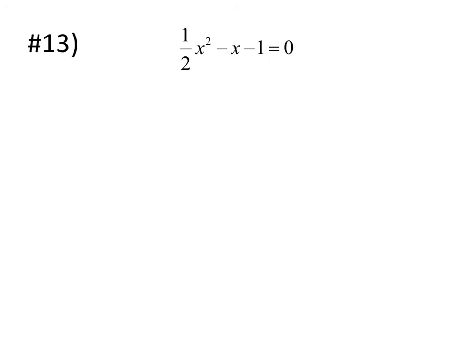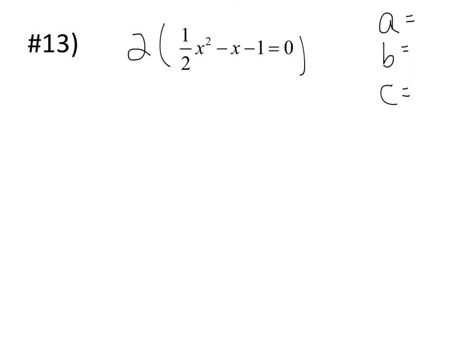Okay, 13 says 1/2 x squared minus x minus 1 equals 0. Okay, number 13 has a fraction involved. So we could very easily say, oh, A, B, C, A is 1/2, B is -1, C is -1. But that's going to suck when you go to plug it back in. Honestly, that 1/2, you're not going to want to deal with it. So my advice, if you have a fraction, is go ahead and multiply by the LCD. So in this case, you're going to multiply the whole thing by 2.